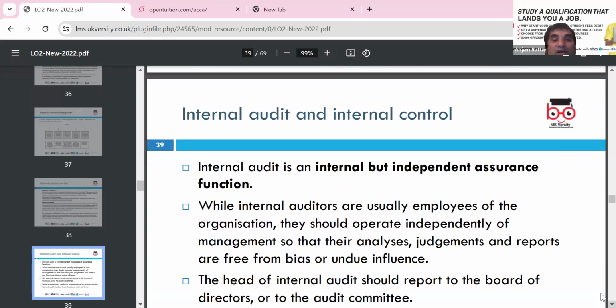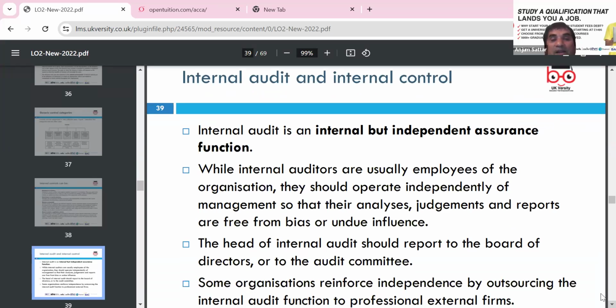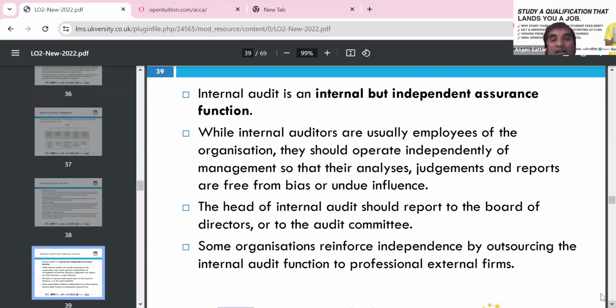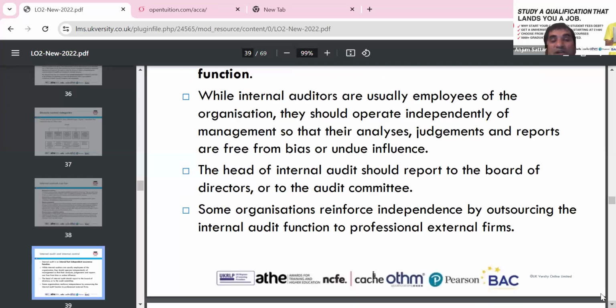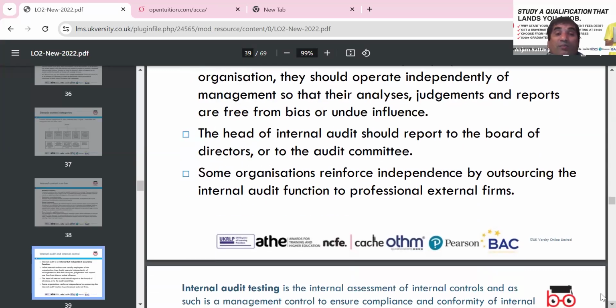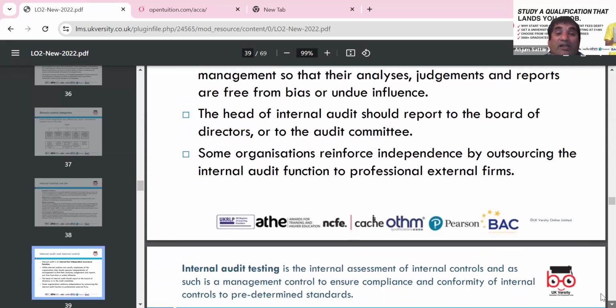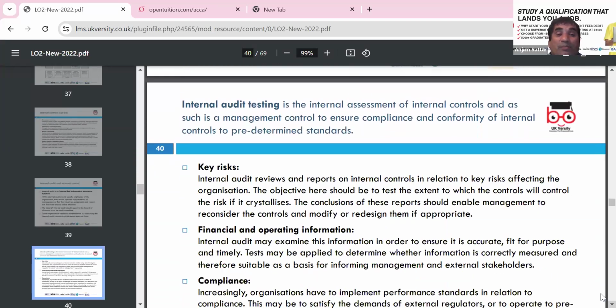So internal audit and internal control: internal audit is an internal but independent assurance function. While internal auditors usually are employees of the organization, they should operate independently of the management. It can be a separate department with no link to the heading. Internal audit should report to the board of directors and audit committee, and some organizations enforce independence. The auditor needs to be independent.